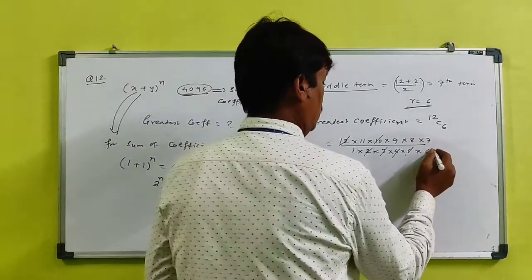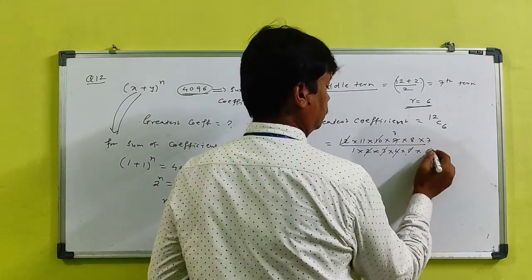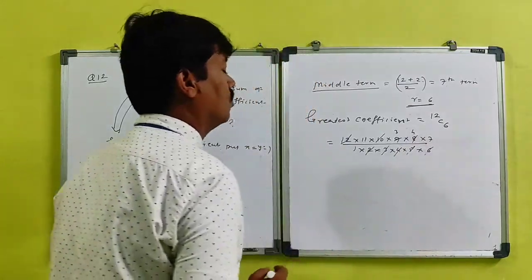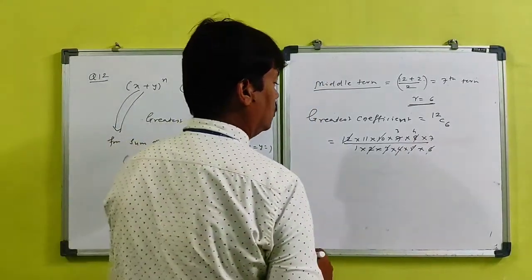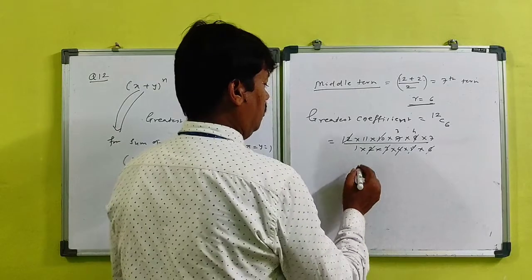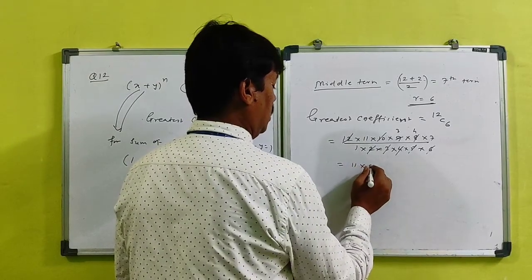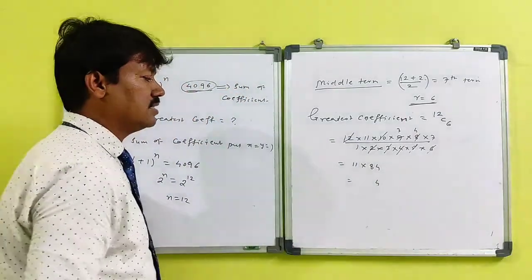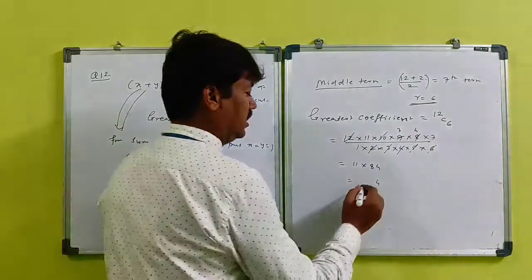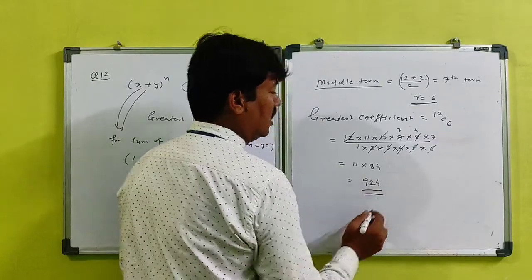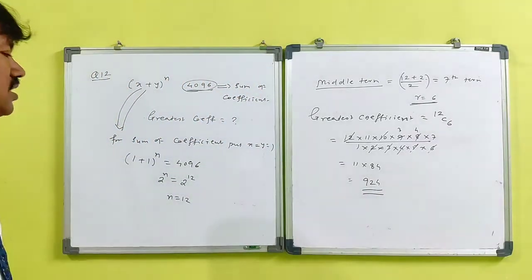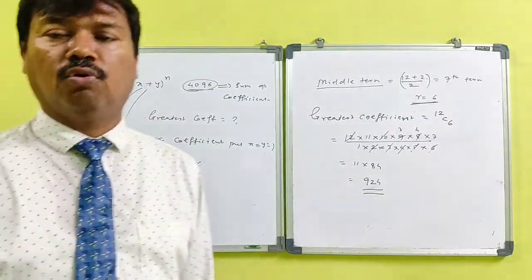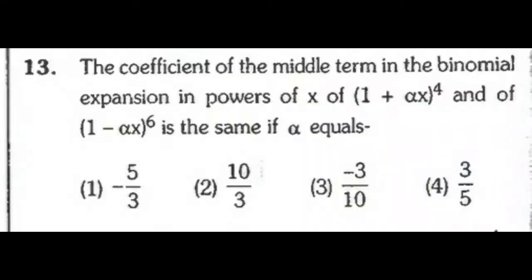So here it is 3 and 4. So again it is 12 into 7, 84. So it is 11 into 84. So 11 4s are 44, 4. 11 8s are 88 plus 4, that is 92. So the answer is 924. So that is the greatest coefficient for this: 924. Like this you'll find this.